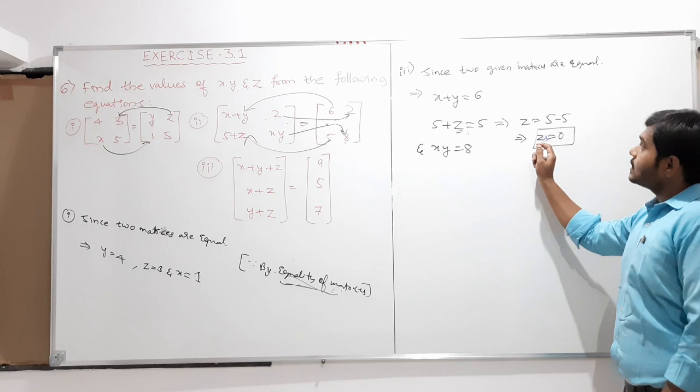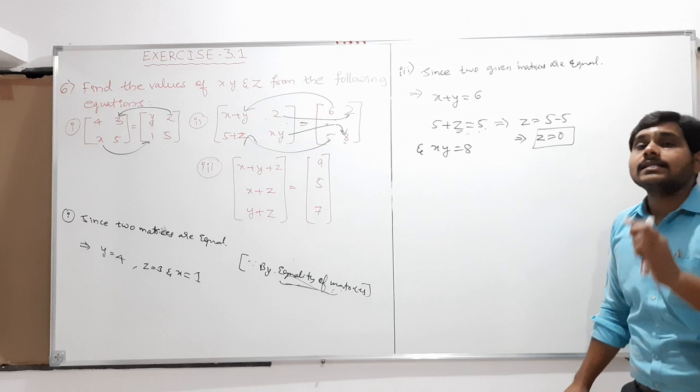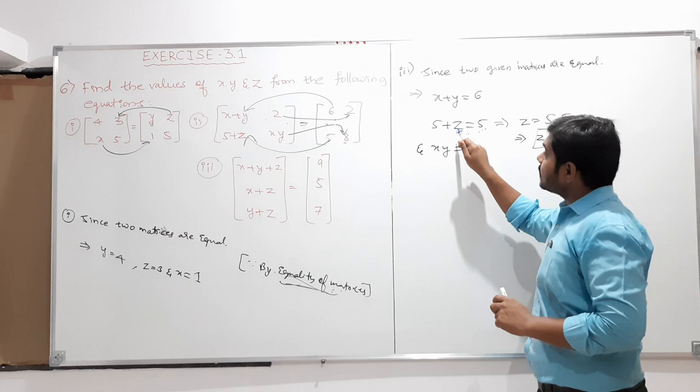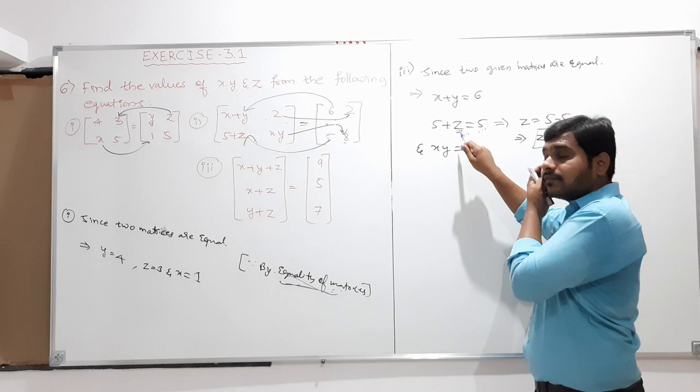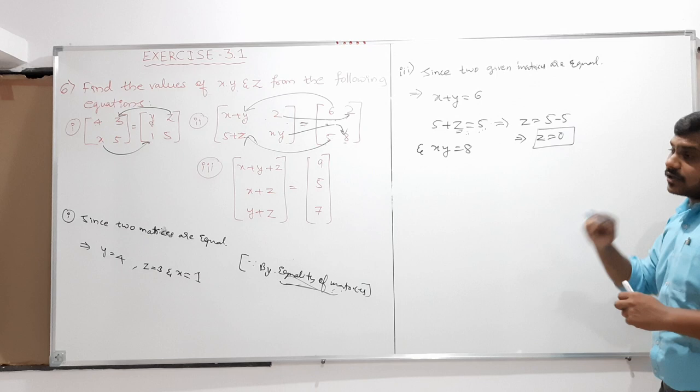From the definition, since the two matrices are equal, I wrote this: 5 plus z is equal to 5. Now I needed the values of x, y, z. Here I needed the value of z, so keep z here only and shift this 5 to this side. If I shift this 5 to this side, it will become minus 5. So 5 minus 5 is equal to 0. Therefore, the z value is 0.